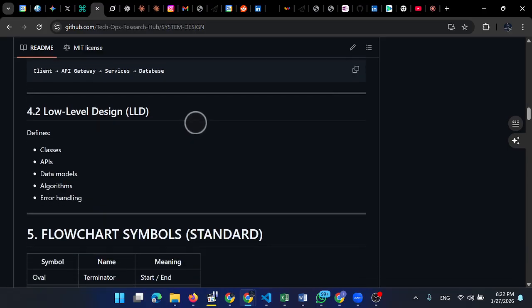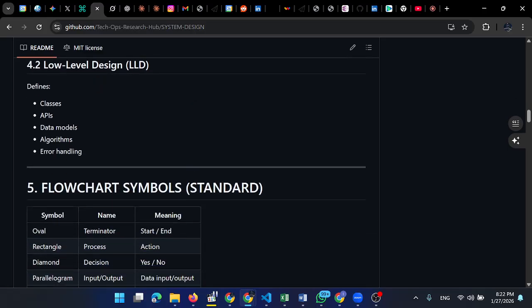Then we have what we call a low-level design architecture, and this one defines one, classes, two, APIs, three, data models, four, algorithms, and five, error handling. So low level design is also very, very important because it helps you to not only understand classes, APIs, data models, algorithms, error handling, it helps you to understand how they connect together too. Very, very important. And you realize that they tend to operate in any application, be it an MVP or even a high level software product that you're trying to build. That is in regards to the high level and low level design.